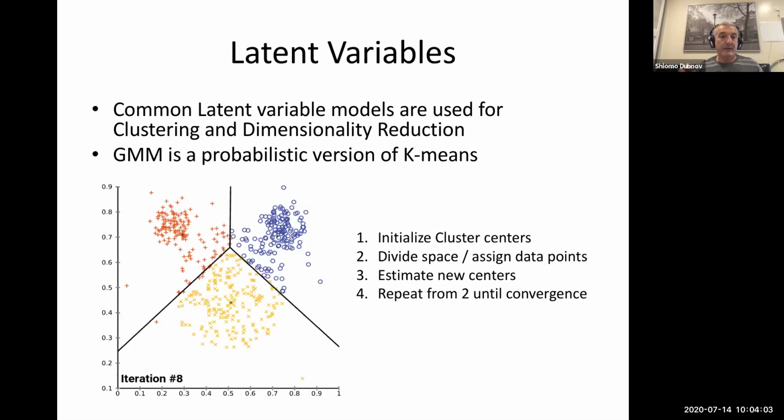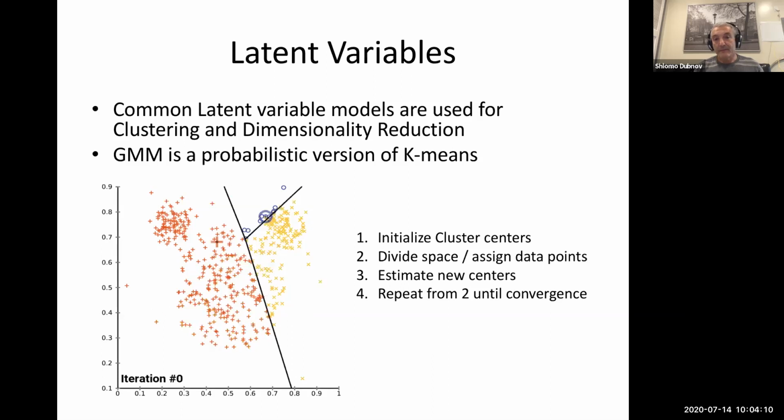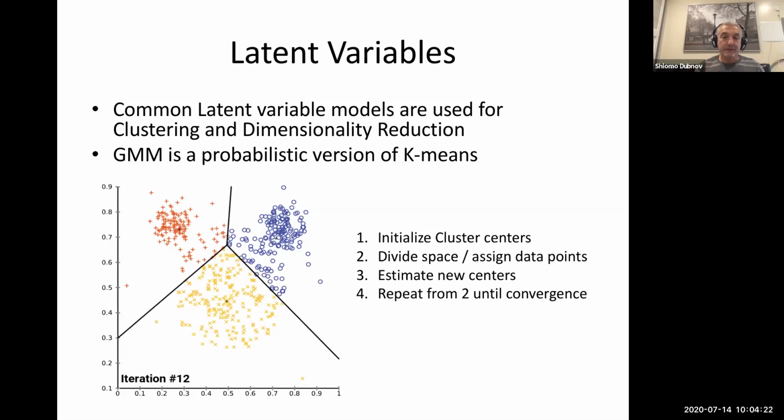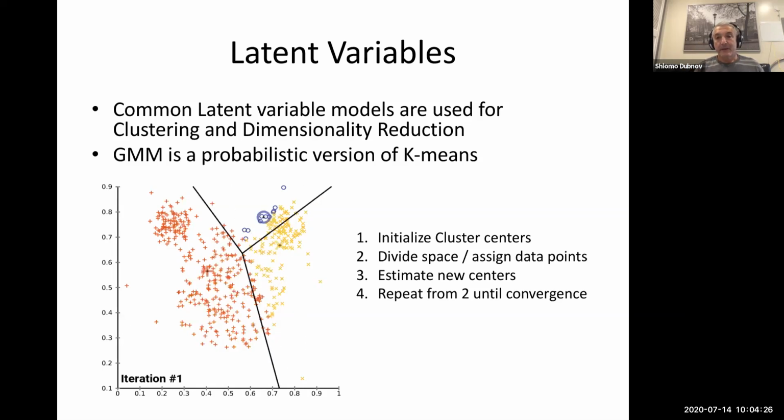Basically, you have the data. These are the points, and initially they're all just lying out there. We don't know how to cluster them or how to divide them into groups. But we assume there are three groups. So there is an assumption: we assume that you have a certain number of clusters.